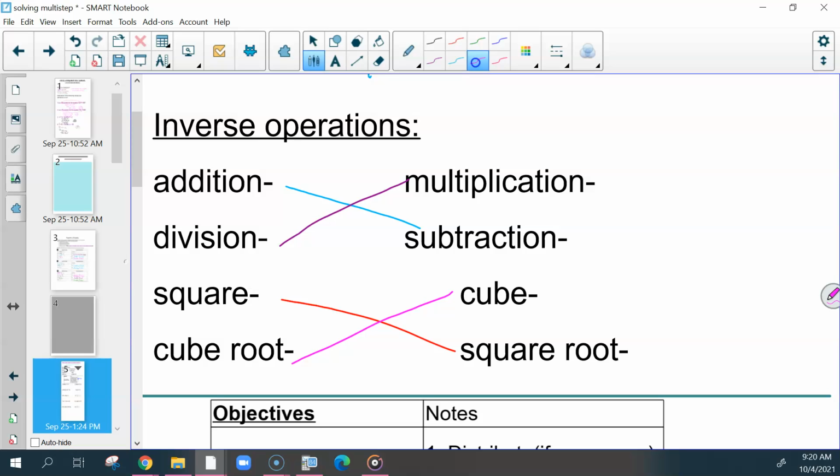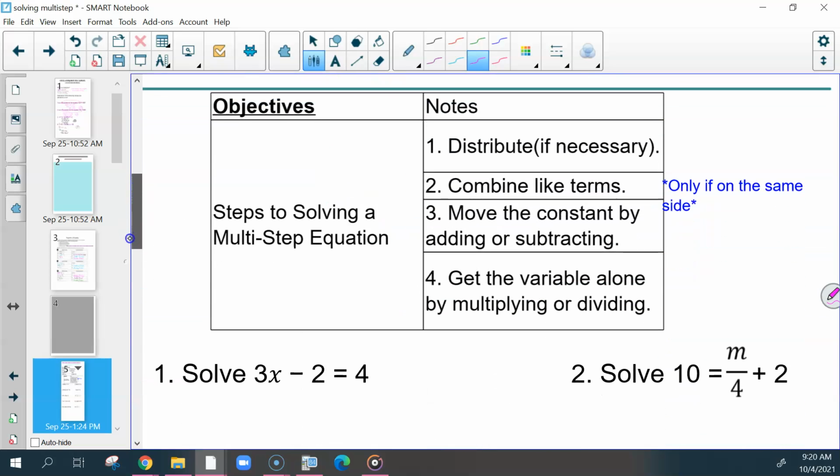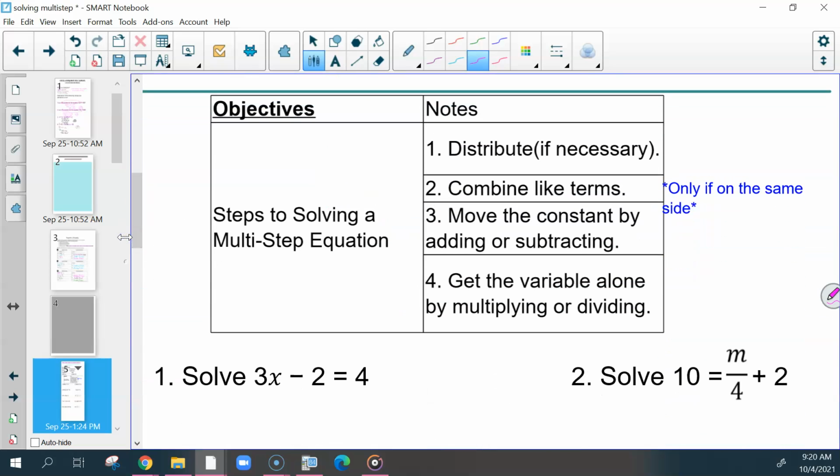So if I cube 2, 2 to the 3rd power is 8. The cube root of 8 is 2. So these are really, if you need like what's my first step? What should I be doing first? Distribute if we can. Yes.